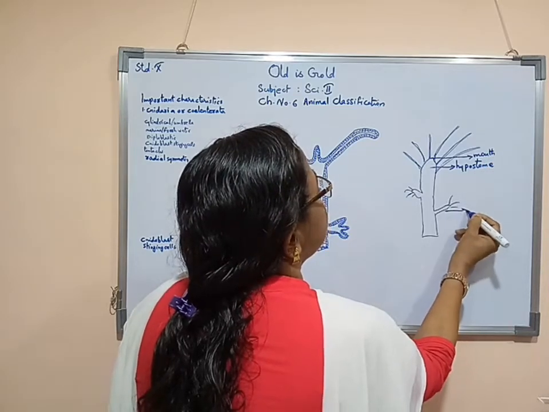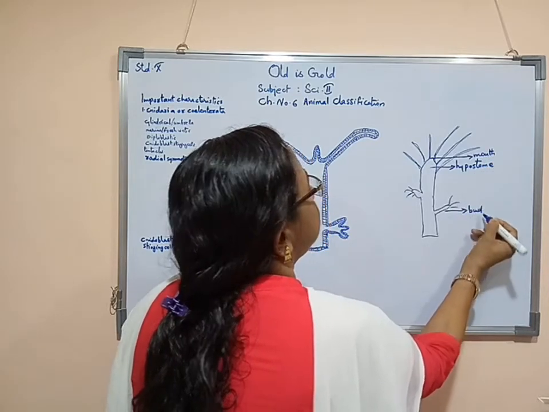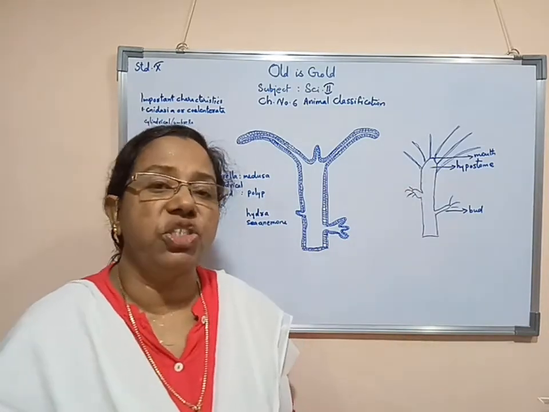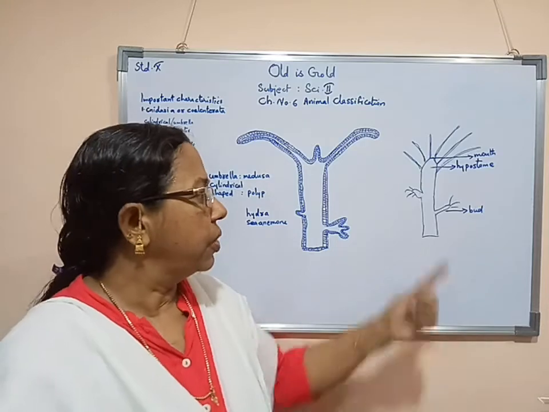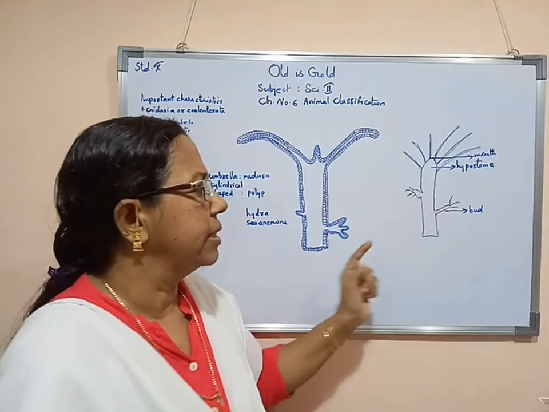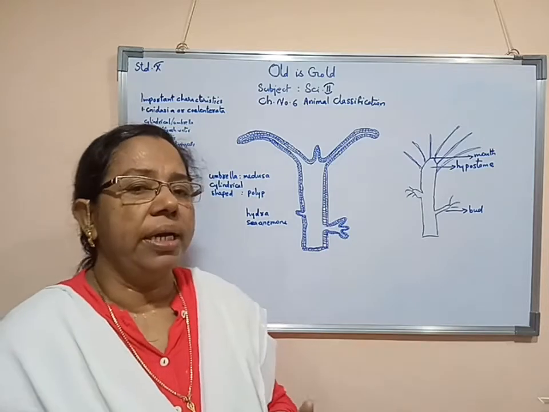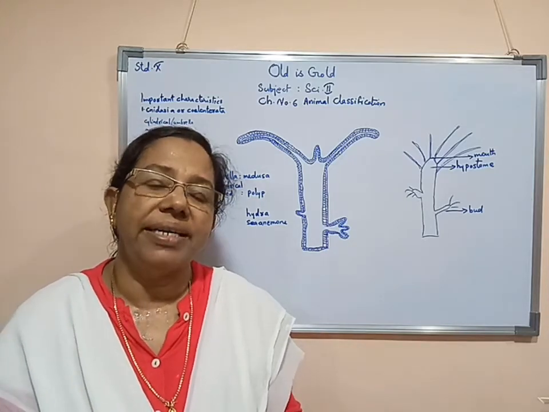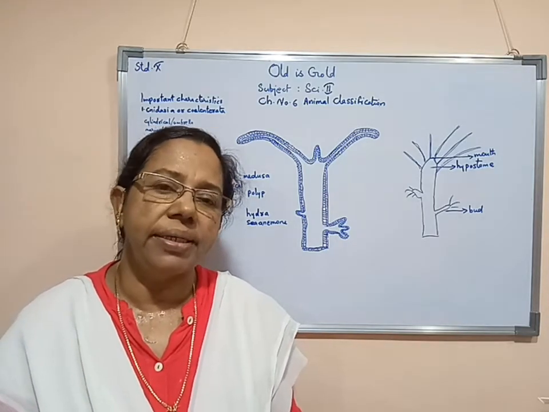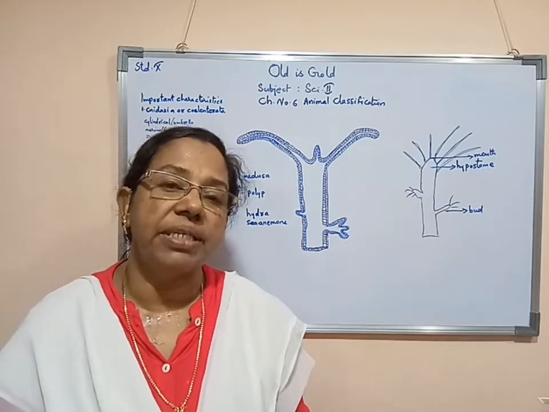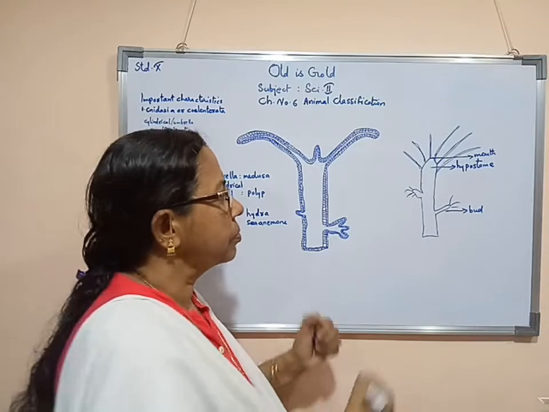This is the bud. Now it reproduces asexually by budding. So here I have drawn two buds. Until the bud grows fully, it will be attached to the parent. Once its growth is complete, it will be cut and separated from its parent's body.